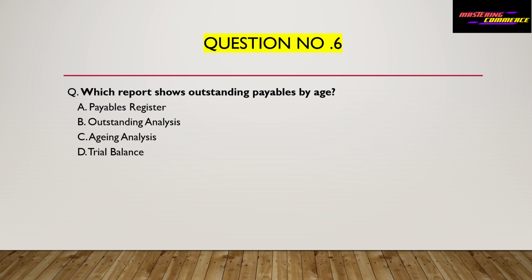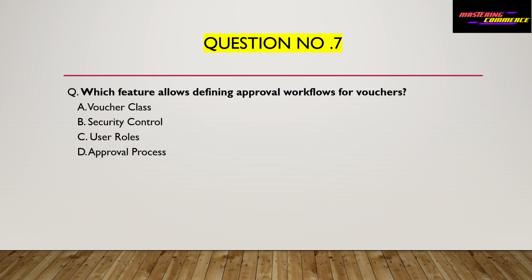Next is, which report shows outstanding payables by age? Options are payable register, outstanding analysis, aging analysis, then trial balance. So here the answer is aging analysis, C. Which feature allows defining approval workflows for vouchers? Options are voucher class, security control, user roles, approval process. So here the correct answer is approval process. D is the correct answer.